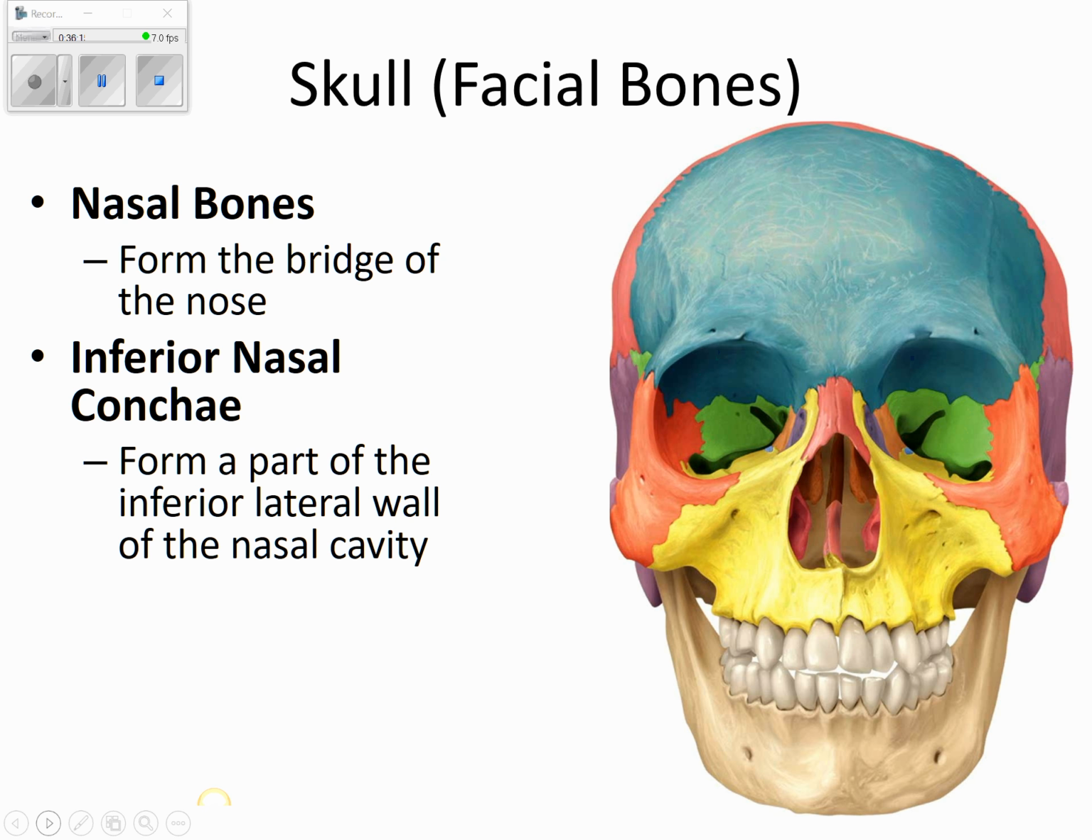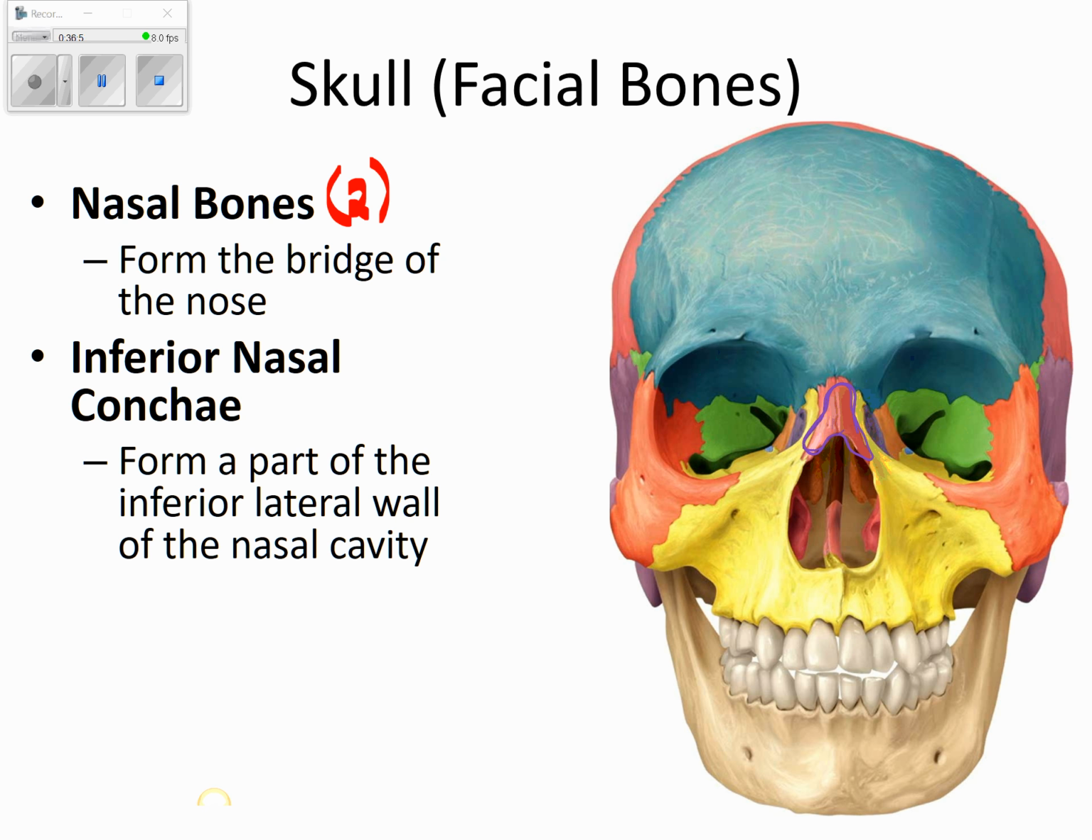So next we have your nasal bones. Of course, they're going to form the bridge of the nose. There are two bones, and they're small, oblong bones. What people refer to as your nose is actually the tip of your nose. The tip of your nose is made of hyaline cartilage. So the actual bone is back here.